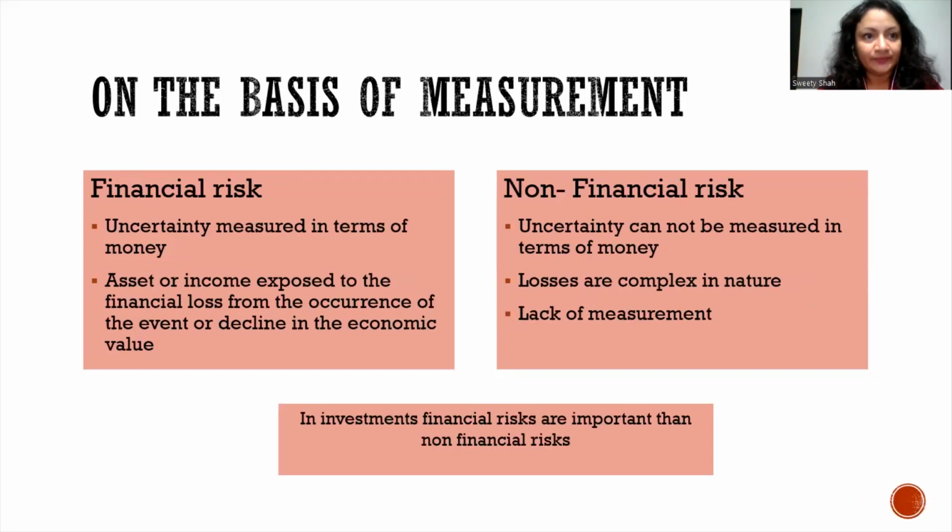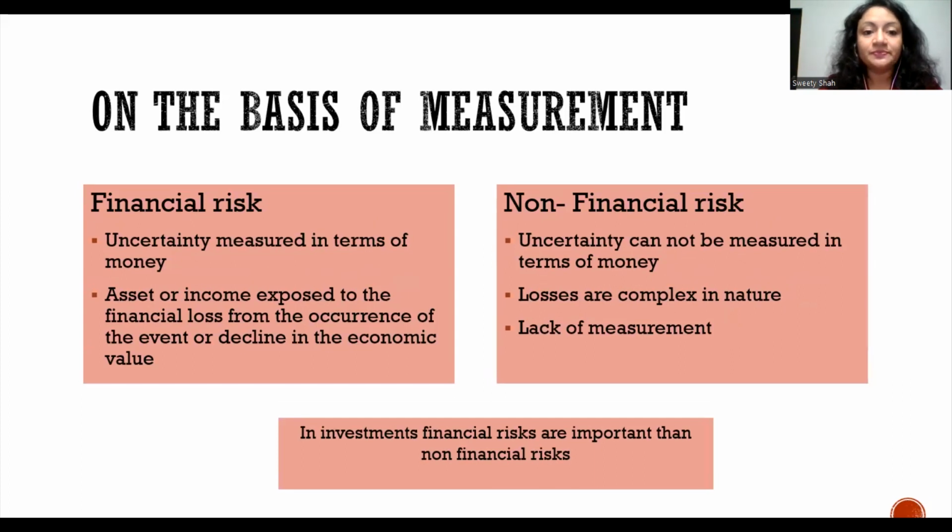Moving ahead, the third classification of risk is based on measurement. In the widest sense, risk includes all adversity, including financial losses. Financial risk refers to the uncertainty which can be measured in terms of money. There are three features of financial risk.